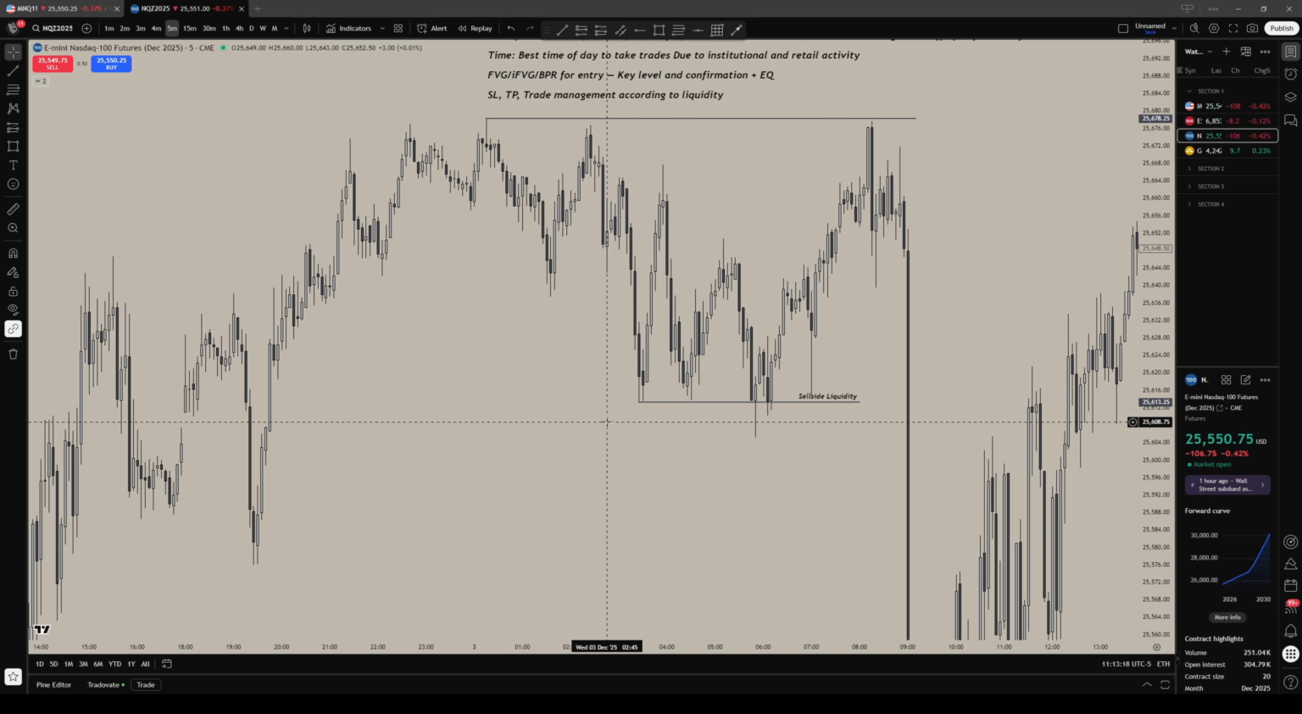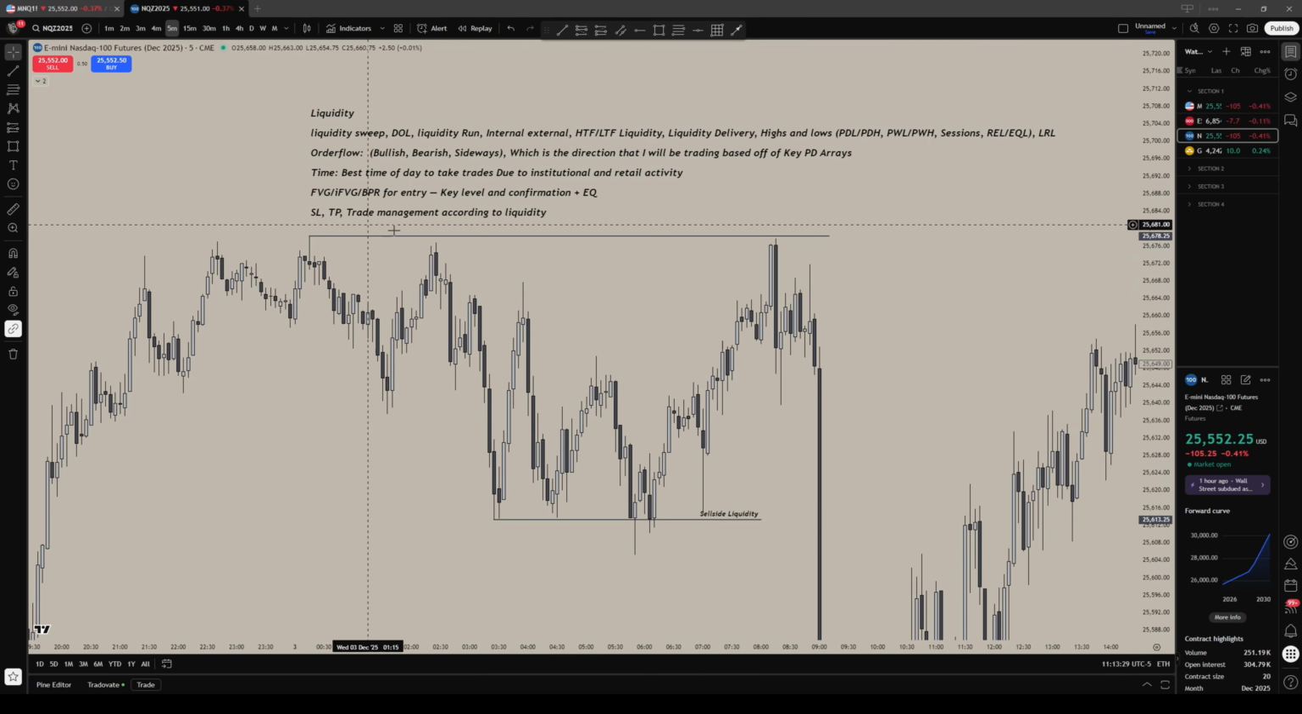This is your draw on liquidity. You're basically a magnet. You're providing a zone or a level or an area, basically a price level that you, using your principles, believe that price will draw to. That's your draw on liquidity.